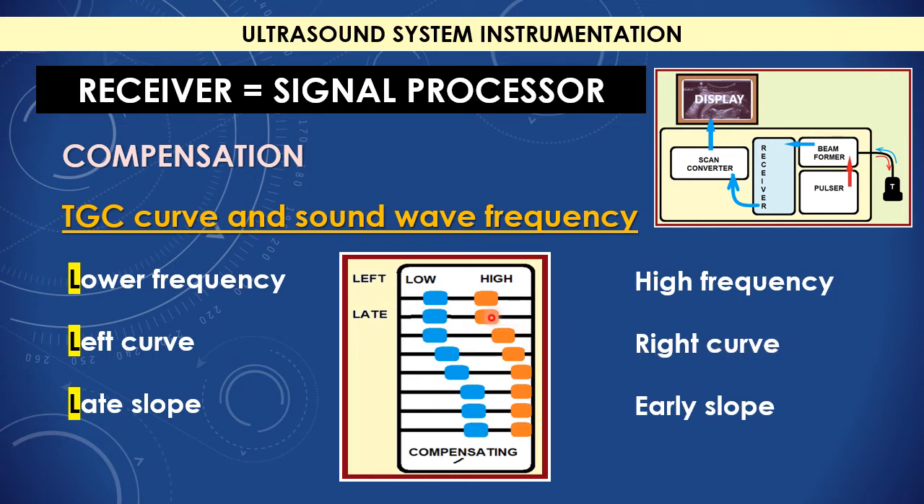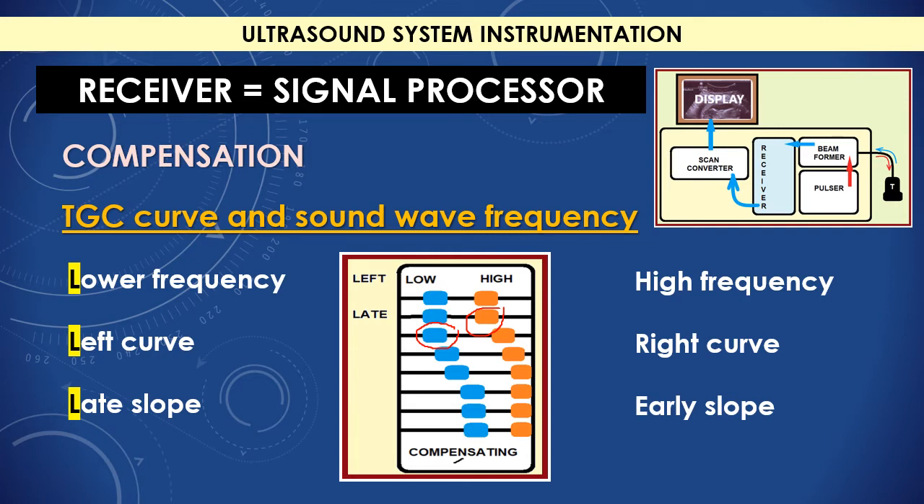And the slope here, it starts early in the curve. This is the starting of the slope. You see, it's higher. When you come to the lower frequencies, the curve is more to the left, right? Left curve. This is the low frequency. The curve is more to the left, and the slope is late. So you can see here, this is the slope. Late slope. The slope starts late, and the curve is to the left.